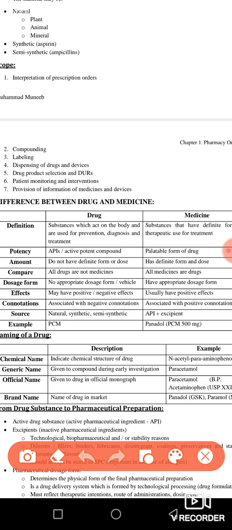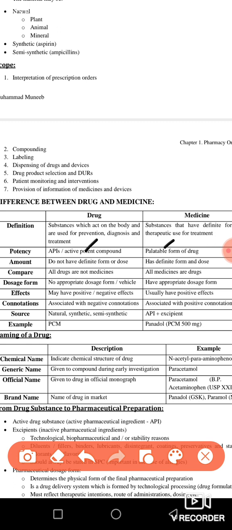Okay, by giving this drug it will be easy for you to diagnose it, while the medicine cannot be given for the diagnosis. Medicine is always given for the treatment of a disease, whereas a drug could be given for the treatment as well as for the diagnosis and the prevention of a particular disease. Now the second point of difference is that a drug is the active potent compound, while medicine is the palatable form of the compound.